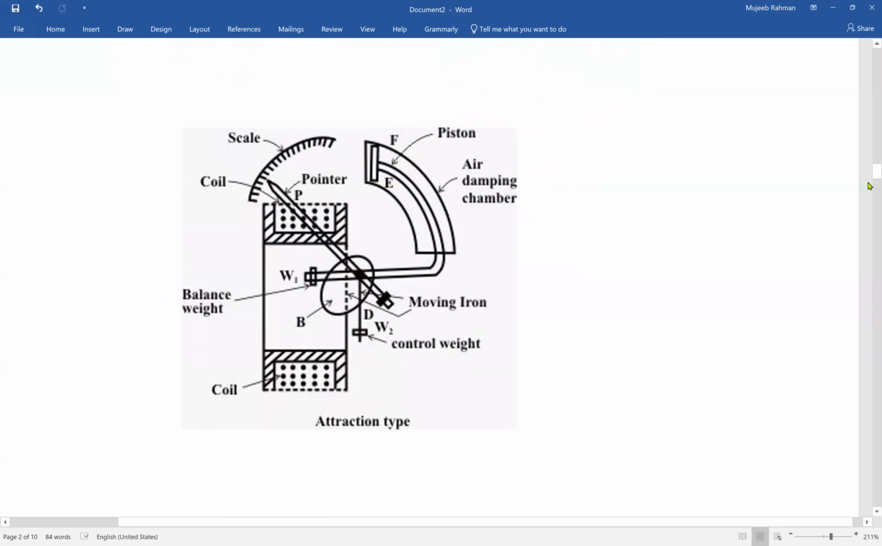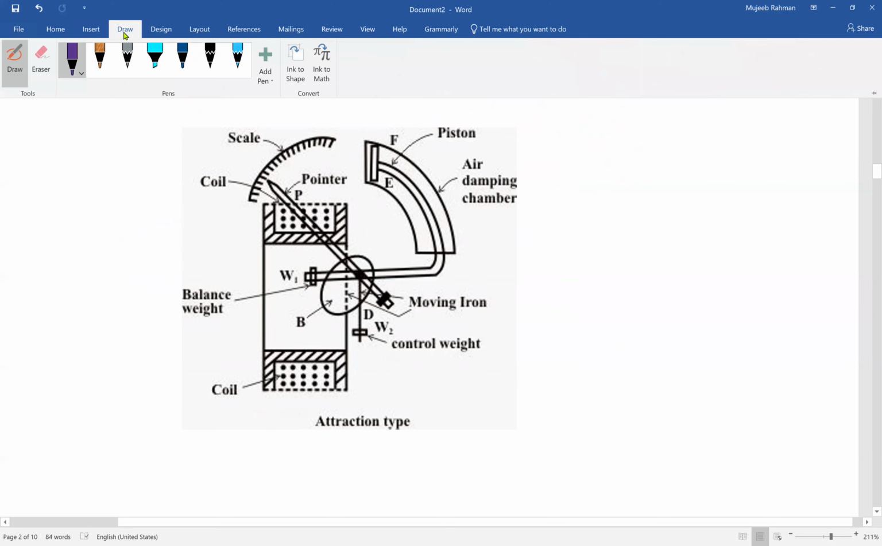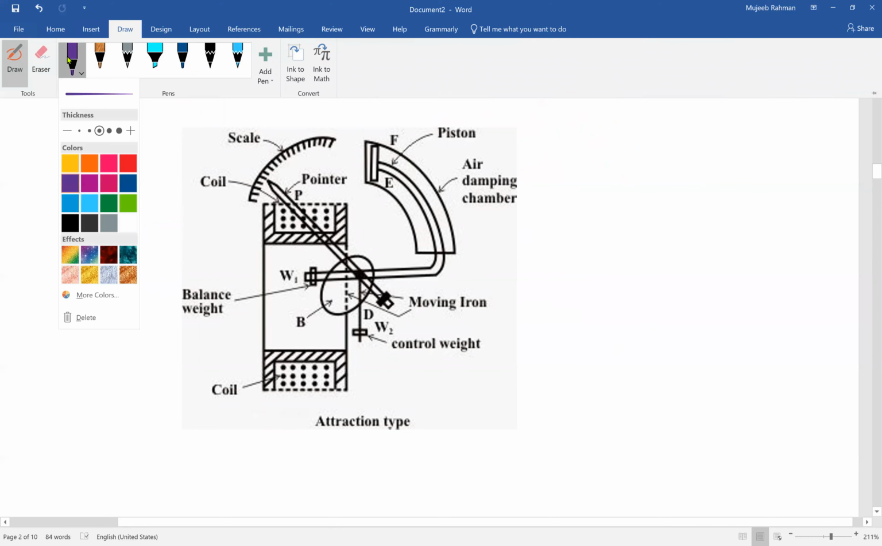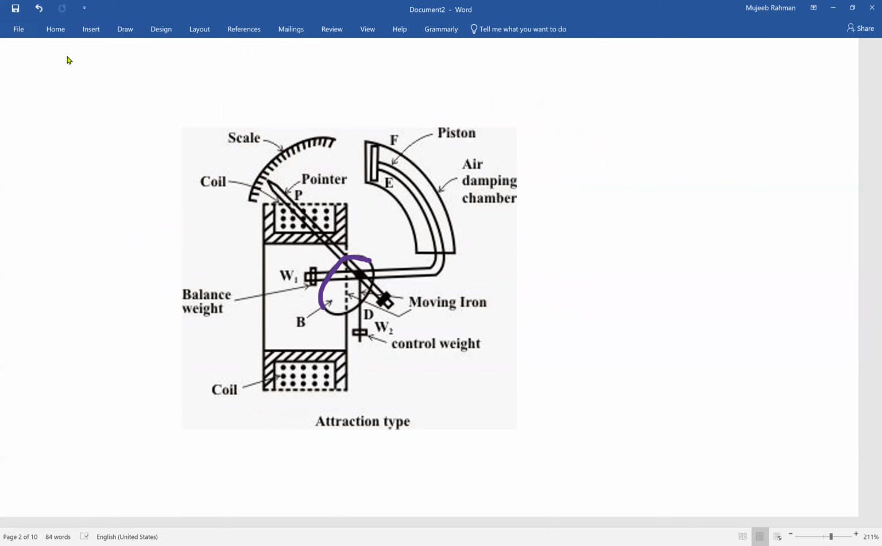Then here we're talking about the attraction type instrument. The principle is also the same, the only difference is that there is a moving iron. This is like a moving iron disc, and this particular moving iron disc will be attracted towards this space, which consists of a magnetic field produced by the fixed coils here.